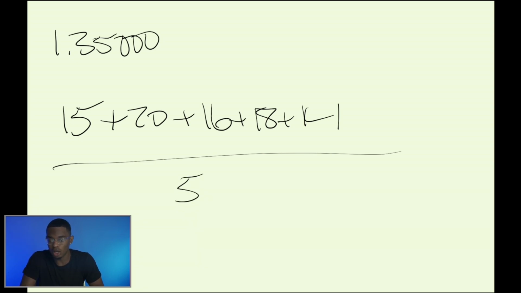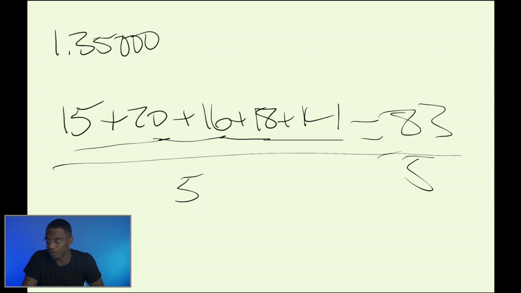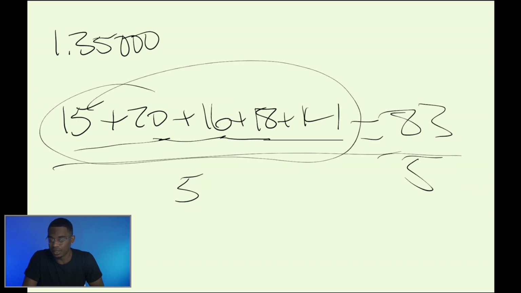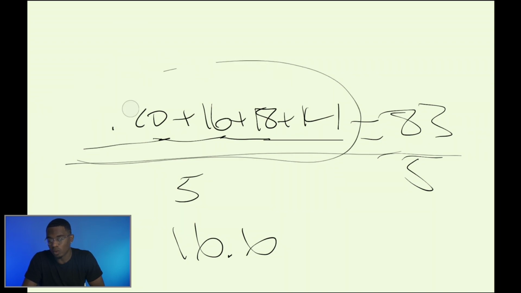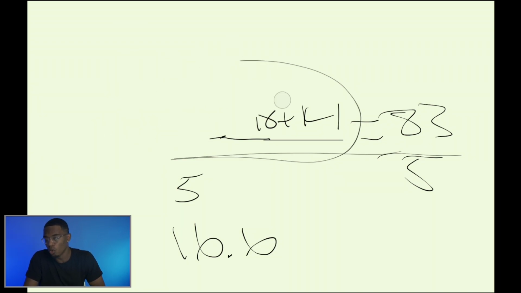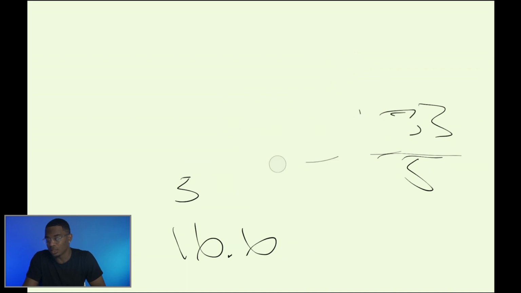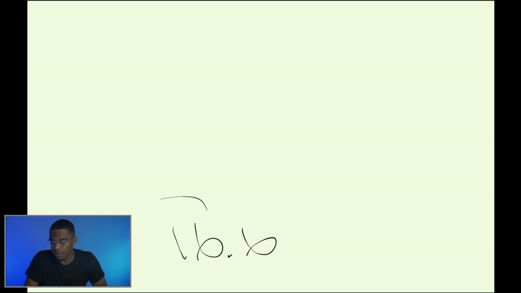If we add these all up, 15 plus 20 is 35, 35 plus 16 is 51, 51 plus 18 is 69, and 69 plus 14 is 83. So 83 divided by 5. Let me just use my phone to do that. 16.6. So basically, the average closing price of the last 5 days is 16.6. Obviously, take that same math and do the exact same thing for prices like 1.35584, 1.36282. I just didn't want to do all the 5 digits right now. That's basically what you do to get an SMA. But 16.6 is the estimate.